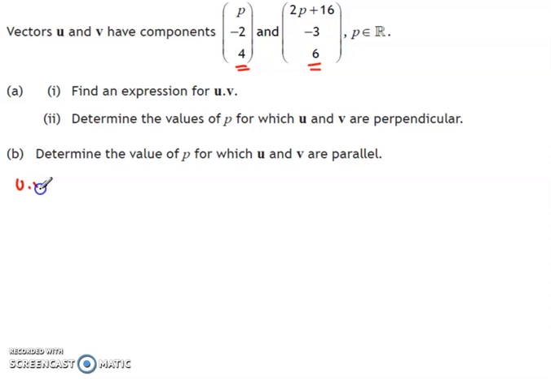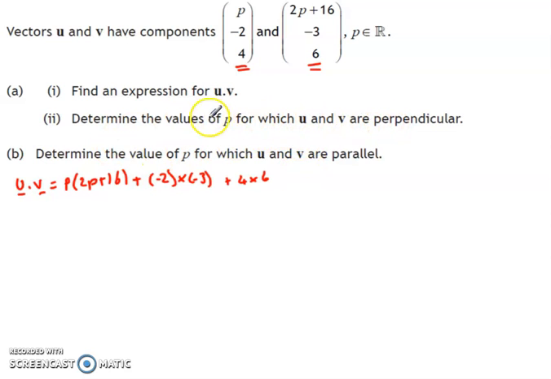Now remember, to calculate this, what we do is we add the products of the corresponding elements of the vectors. So we take the two x components, multiply them, two y components, multiply them, two z components, multiply them, and we get our work. So first one, I take p bracket 2p plus 16. I'm then going to add on the product of the next components, which is negative 2 times negative 3. And I'm then going to add on the product of the third components, which is plus 4 times 6. Now for this question, that there is suffice. That's us got the mark that we're after.